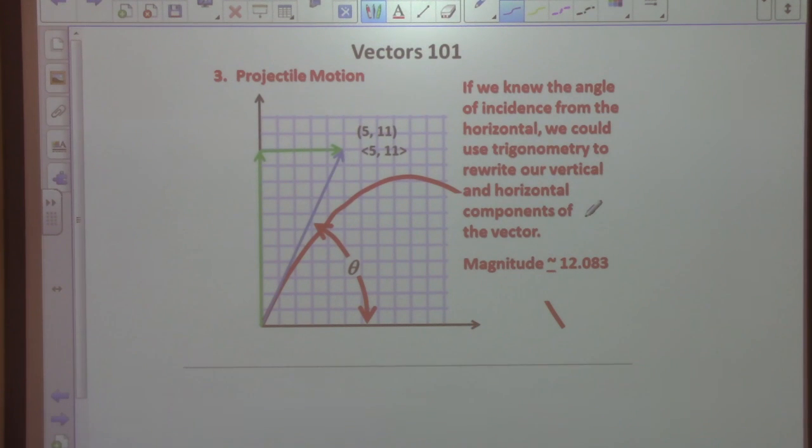What else in this class have we called this angle of incidence? Reference angle. You know what it is, a reference angle. It's exactly a reference angle because it's relative to the x-axis. Thank you for connecting. Good job. What else have we called it in this class? For physical representation, we called it a what?